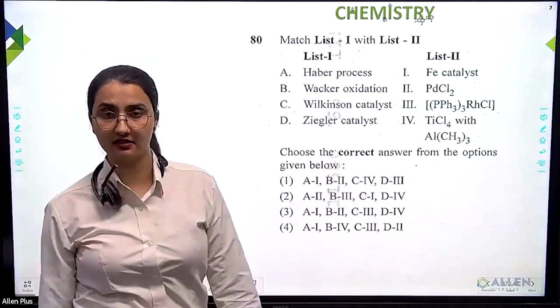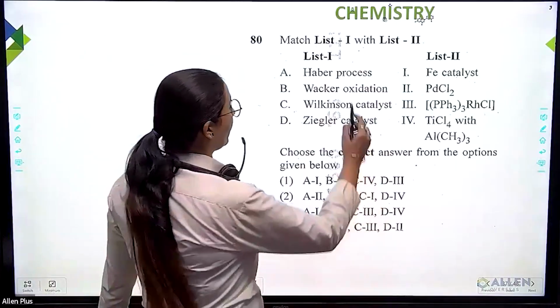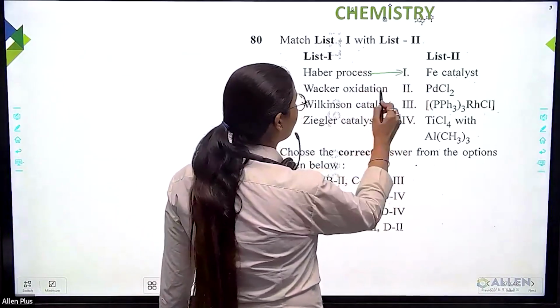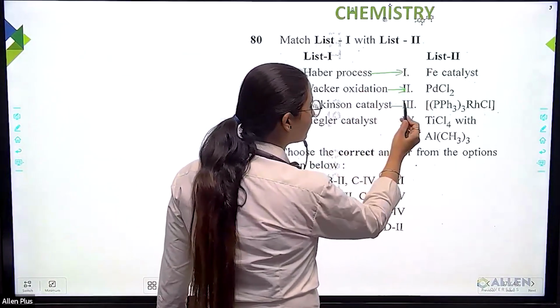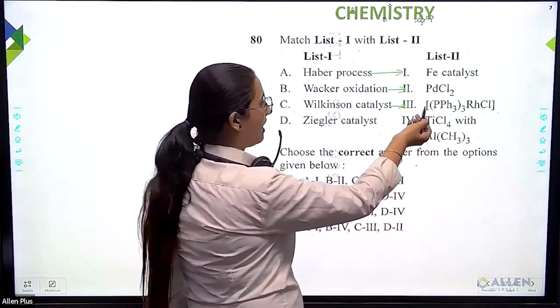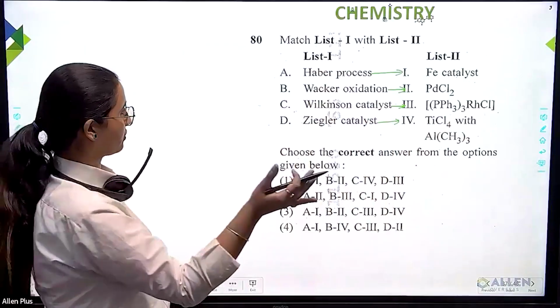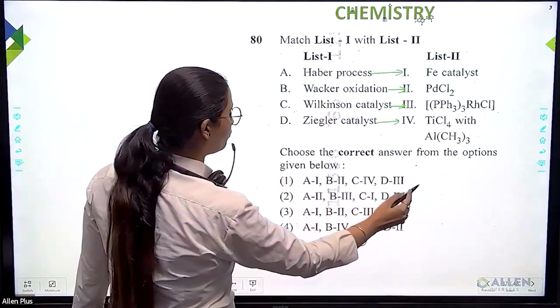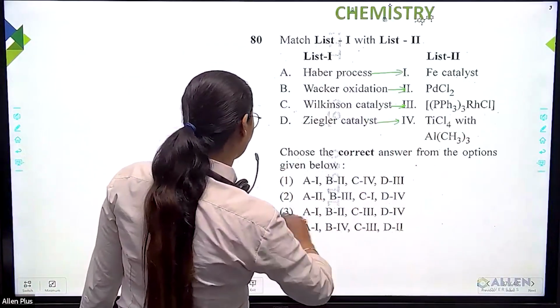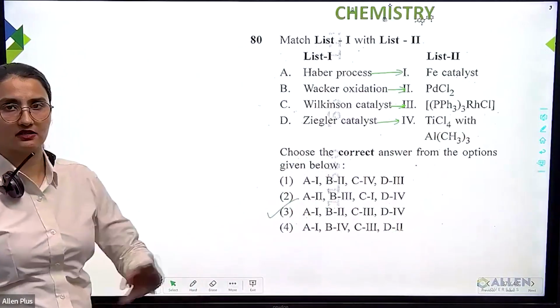Next, it's a direct question. Looking at the question, I can understand they have asked about catalysts. So Haber's process, Fe catalyst, Wacker's process, PdCl2, Wilkinson's catalyst, this is RhCl(PPh3)3. Ziegler-Natta is this. Direct match. So it's A1, B2, C3, D4. Option 3, direct.